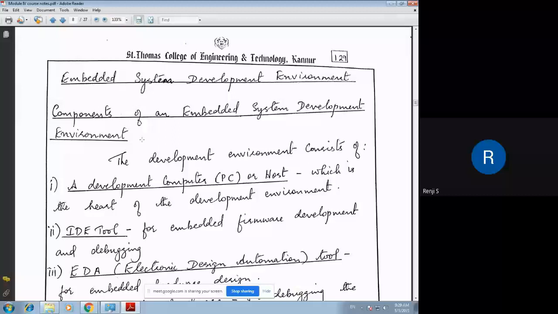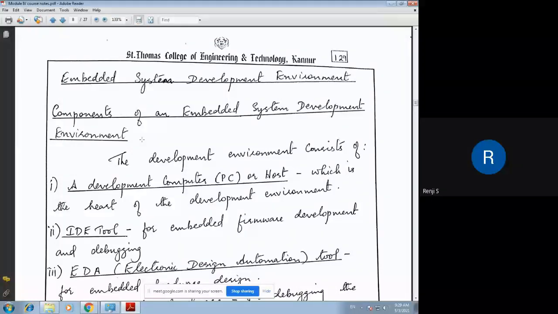So, everything that constitutes the development of a final embedded product is called the embedded system development environment. Any hardware or software that supports me in developing an embedded product is called the embedded system development environment. So what are the things that come in this environment? That is the focus of this section.